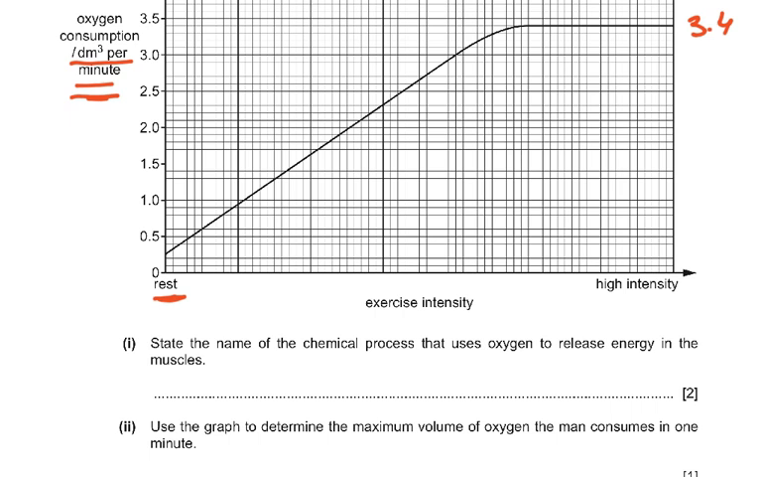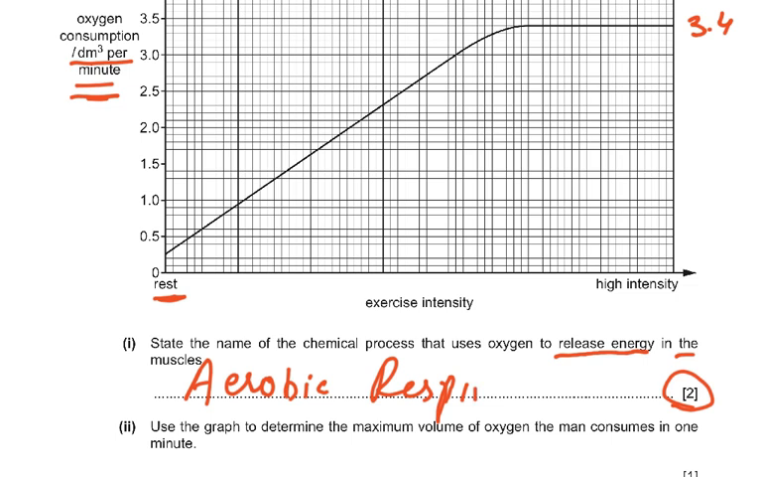Now again, this is a very easy one, but you got it wrong most of the time. In the muscles, and this is for 2 marks, and that gives you a clue because there are two words: aerobic respiration. And as I always tell you in my videos as well, respiration is RE respiration, RE release energy. So aerobic respiration got you 2 marks.